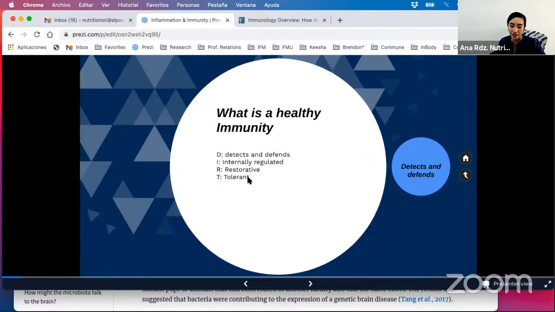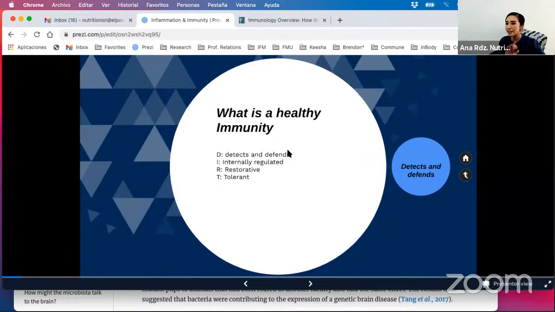So we have this fun wordplay right here: DIRT. These are the main protectors of immunity, the protective effect of immunity. It has to detect and defend against every kind of stranger microbe that we might have in our system.